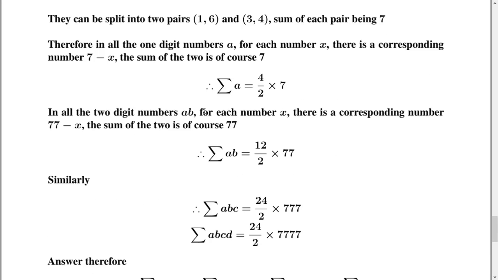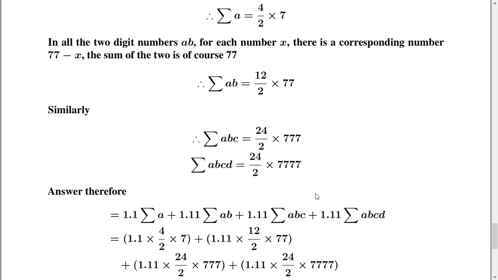Now similarly for 2-digit numbers, for each number x, there is a corresponding number 77 minus x. For example, for 36, you would have 41, right? The sum of x and 77 minus x is of course 77. So to find summation AB, you need to find how many such pairs there are and then multiply it with 77. There are 12 2-digit elements, and each pair has 2 elements, so number of pairs is 12 by 2. Similarly, you can find it for summation ABC and summation ABCD.